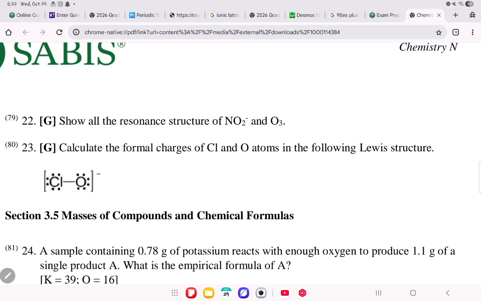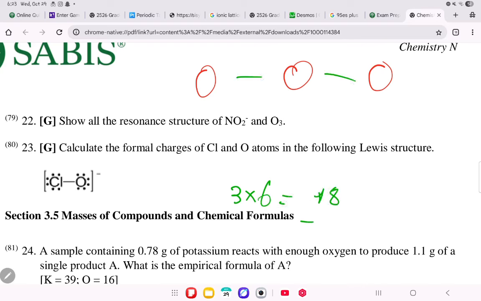O. Okay? Now this is going to be 3 times 6. That's going to be 18. We subtract from it 4 because we used 2 single bonds. That's going to be 14 divided by 2. That's supposed to be 7 lone pairs, right? So 7 lone pairs means we have 1, 2, 3, 4, 5, 6, and 7.